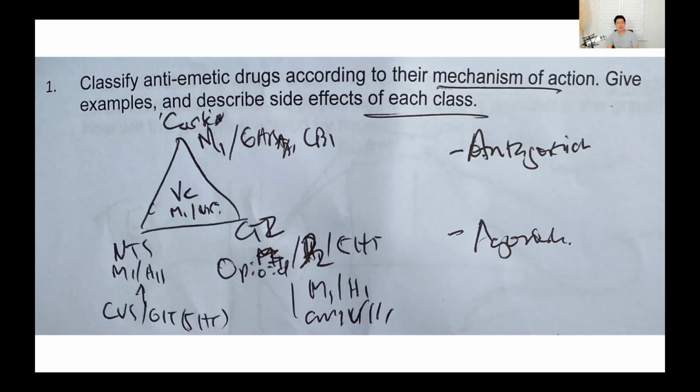So I do a triangle that surrounds the vomiting center, and then on top you've got the cortex. On each side you've got the nucleus tractus solitarius and the chemotrigger receptor zone. You've got the receptors associated at each site. Going into the nucleus tractus solitarius, you've got the gut, and the candidate has also put the CVS as well, which is good. And going into the chemotrigger receptor zone, you've got the vestibular, okay, which he has here.